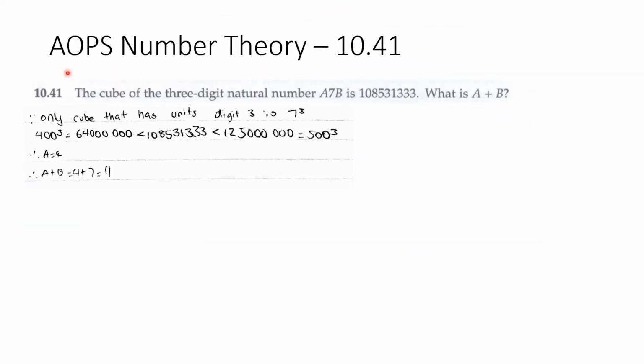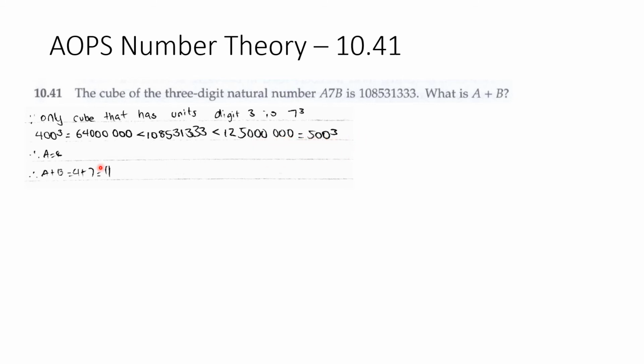AOPS number theory 10.41. The cube of the 3-digit natural number A7B is 10853133. What is A plus B? The only cube that has units digit 3 is 7 to the power of 3. So that means 400 to the power of 3 is equal to 64 million, which is less than this number, which is less than 125 million, which is 500 to the power of 3.